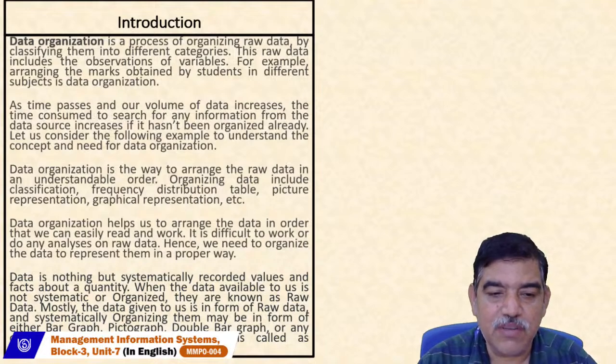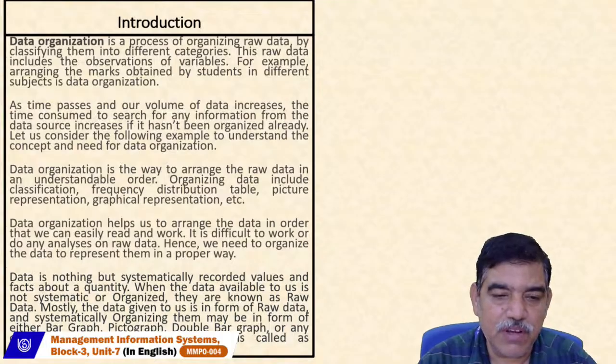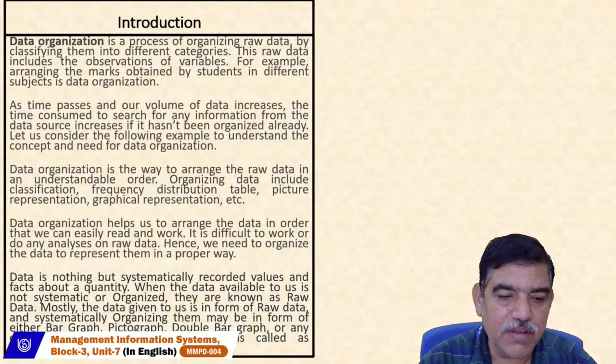Data is nothing but systematically recorded values and facts about a quantity. When the data available to us is not systematic or organized, it is known as raw data. Whatever data we collect from a survey is called raw data. Mostly the data given to us is in the form of raw data, and systematically organizing it, may be in the form of either a bar graph, pictograph, double bar graph, or any other form of visual representation, is called organization of raw data.